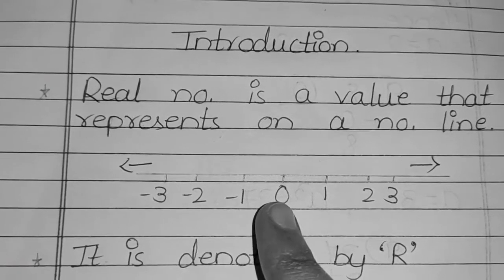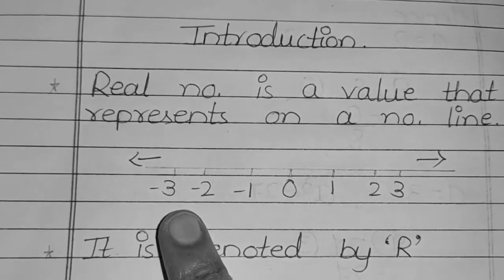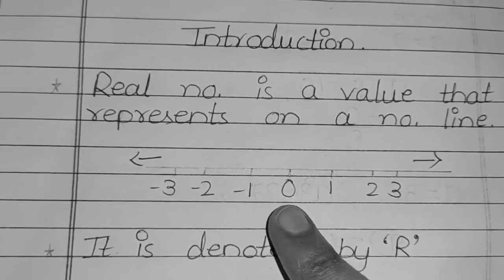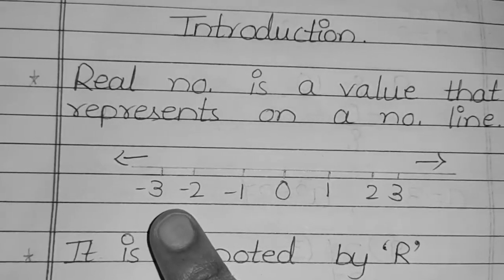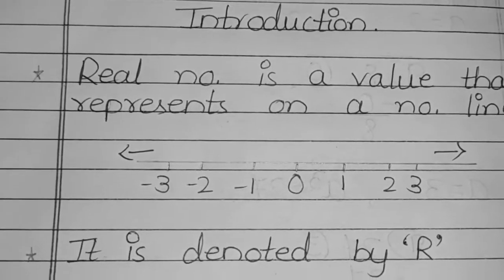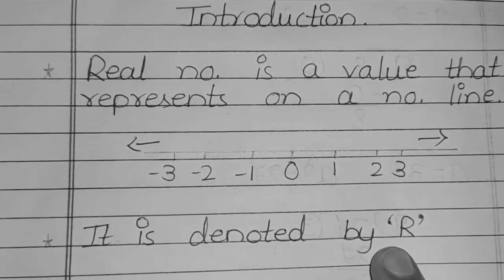The number line has 0 along with positive integers and negative integers. From 0, the right-hand side is positive and the left-hand side is negative. Real numbers are denoted by capital R.